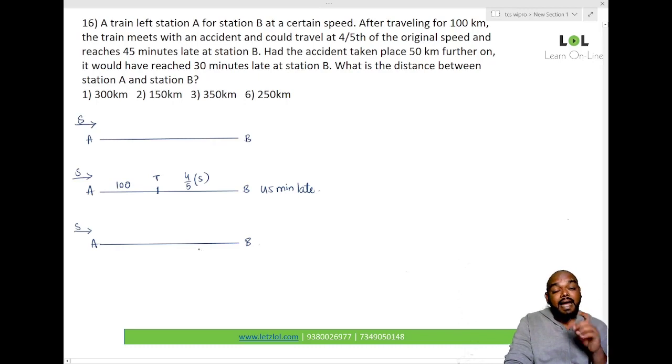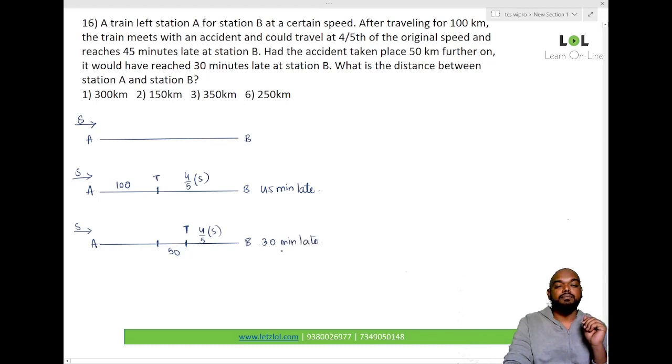What else it did? Had the accident taken place 50 kilometers further, if this is 100, let us say another 50. Let us consider the point TS here this time. Now here onwards it will travel at 4/5 of speed. Now this time it would have been only 30 minutes late.